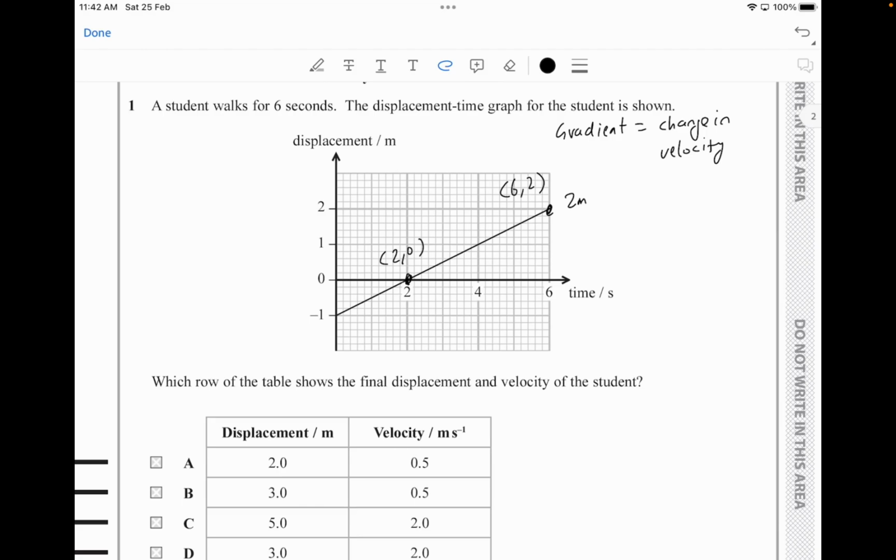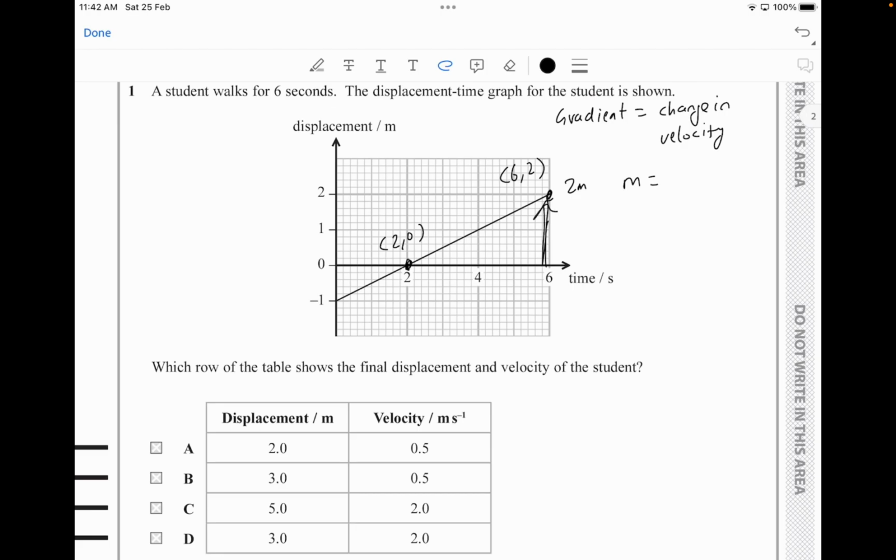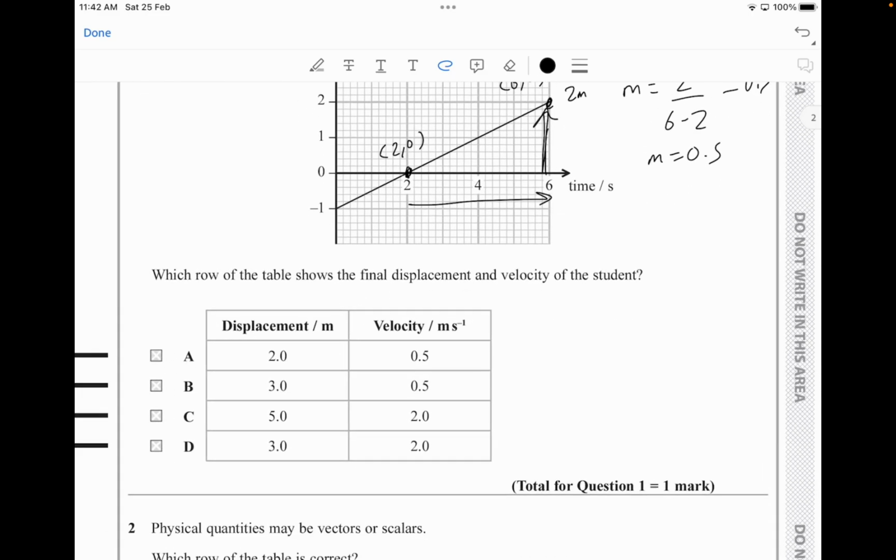So the rise over run method is where we are going to find out the gradient, which is m. It's equivalent to the rise. We know the rise is about 2 divided by the run, which is the difference between 6 and 2, so 6 minus 2. If you plug these values in your calculator, you're going to get an answer of about 0.5. So your gradient is going to become 0.5. So that's going to become option A. So A is the correct answer in this case. So you're just going to put a cross there.